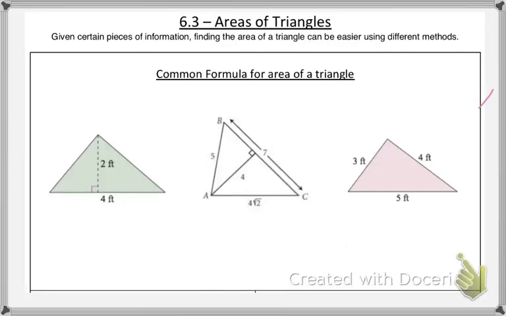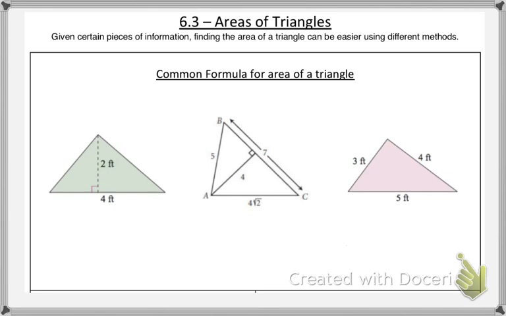Hey guys, so now that you've learned how to find a missing side or a missing angle in an oblique triangle, remember those are non-right triangles, we're going to look at how to find areas of oblique triangles as well. And depending on what information is given, sometimes it's easier to find the area of a triangle using one method versus another method. So I'm going to show you three methods. I'm going to start with one that you're already familiar with.